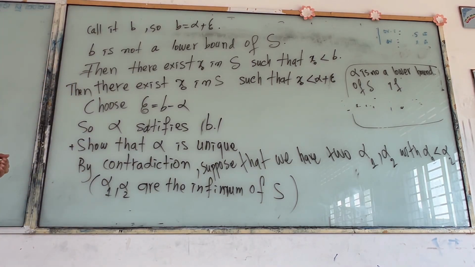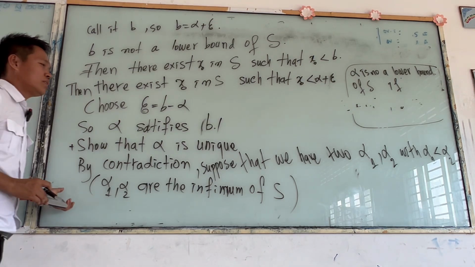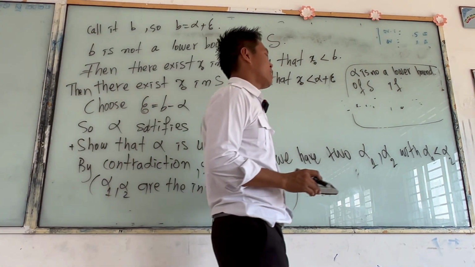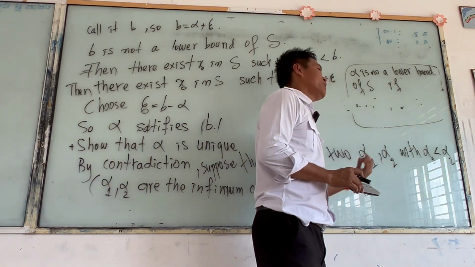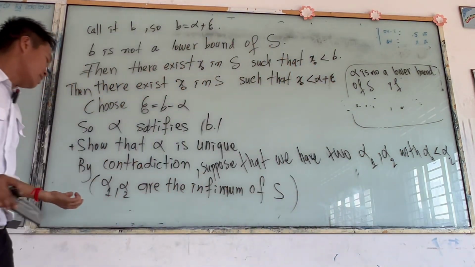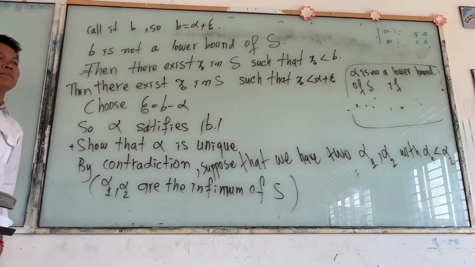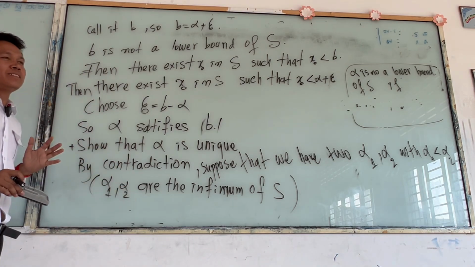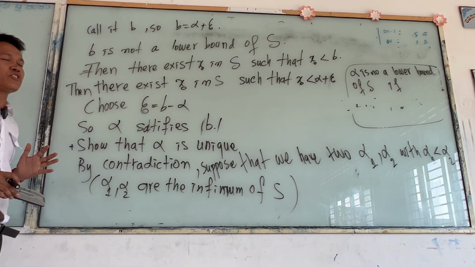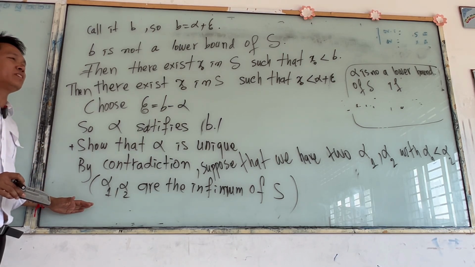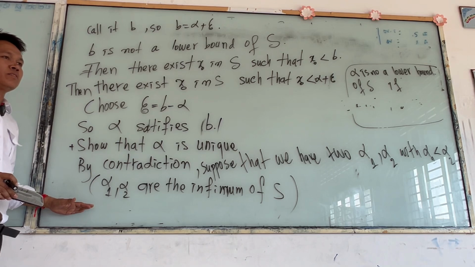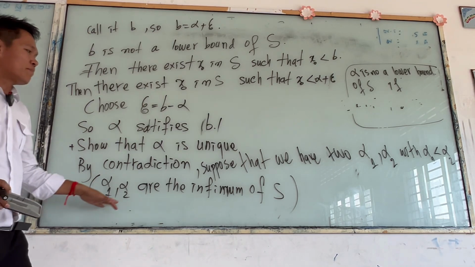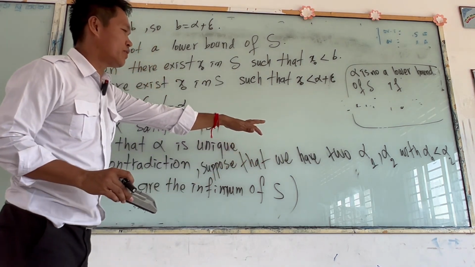Now I want to show that alpha is only one, and by using contradiction, I suppose we have two alpha. I call them alpha 1 and alpha 2, that are the infimum of set S. And I will show that this is a contradiction, that this will contradict something that is a fact.